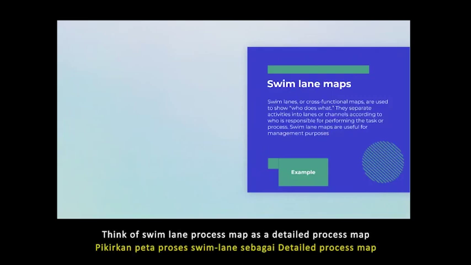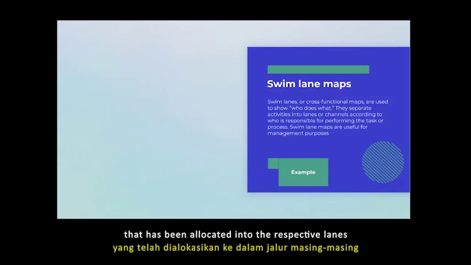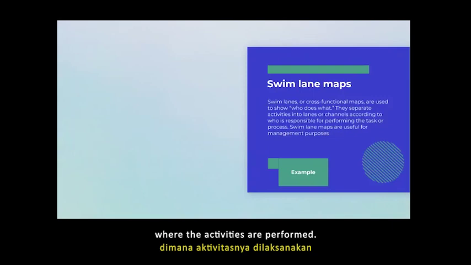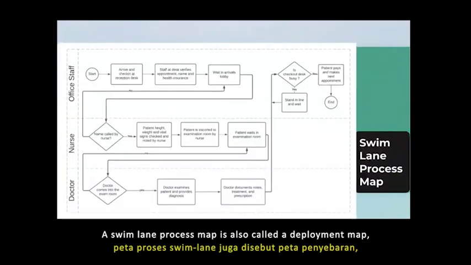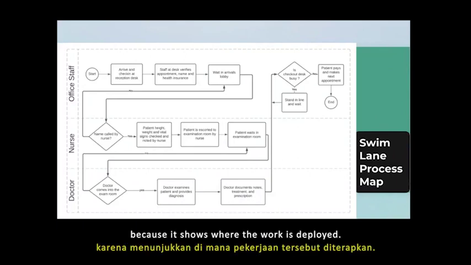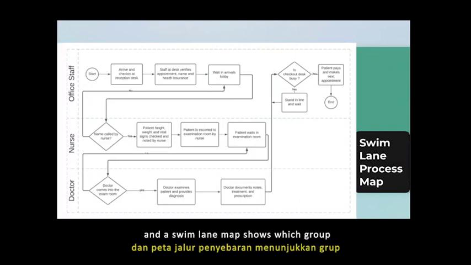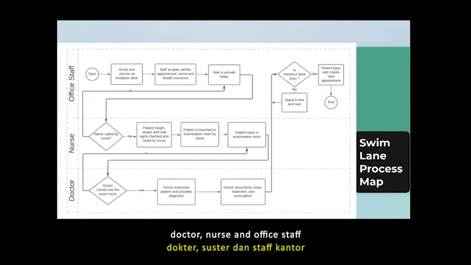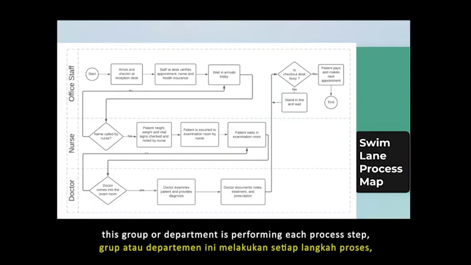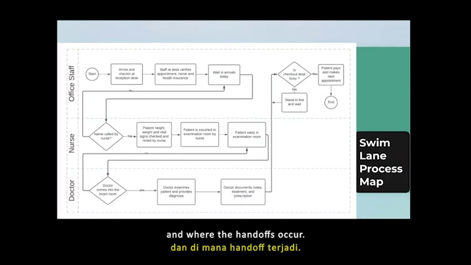Think of a Swimlane as a detailed process map that has been allocated into the respective lanes where the activities are performed. Let's go for an example. A Swimlane process is also called a deployment map because it shows where the work is deployed. And a Swimlane shows which group or department, in this case we have doctor, nurse, and office staff, is performing each process step and where the handoffs occur.